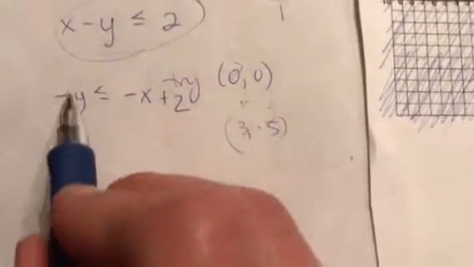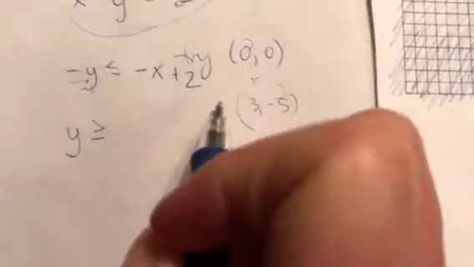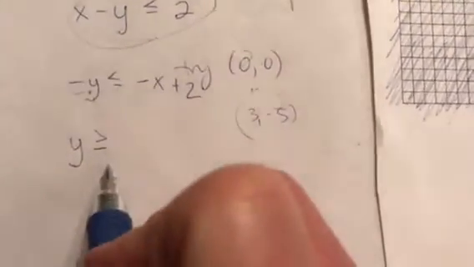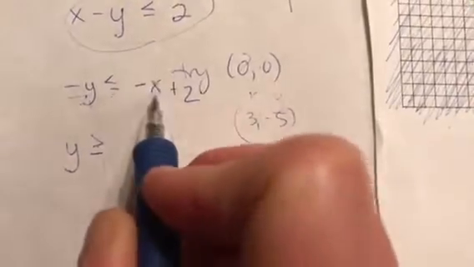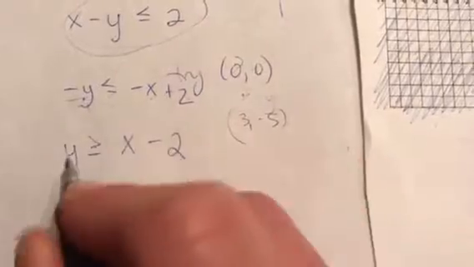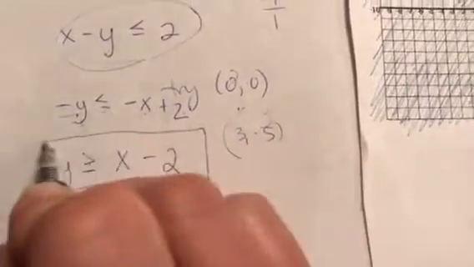So let me just say, if you change the sign of one, you change the sign of all. That means you even change this sign. So instead of being less than or equal to, it's greater than or equal to. Instead of a negative x, it's a positive x. Instead of a positive 2, it's a -2. So this would be my equation right here.